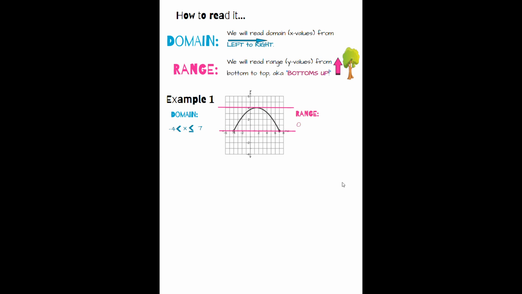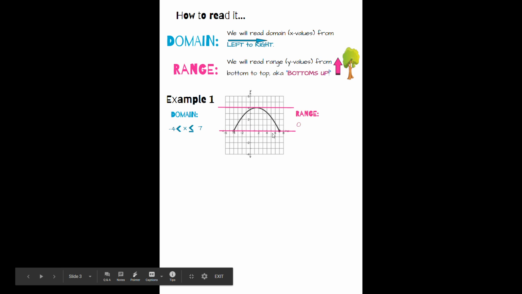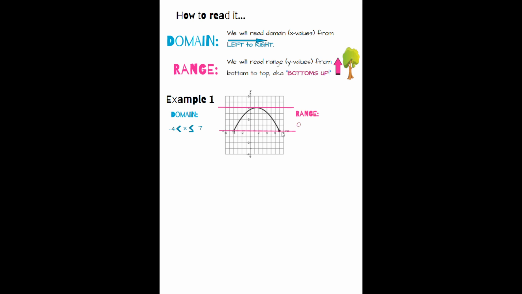Okay, so we start at 0. Now this 0, as long as it has at least one of those as a solid dot, that's inclusive. Now remember, range, I'm talking about my Y values. And now that 4 is a solid dot, so it's also inclusive. And I write it out. So that is 0 is less than or equal to Y, which is less than or equal to 4. That seems pretty easy.